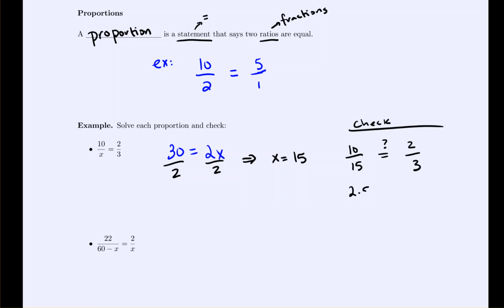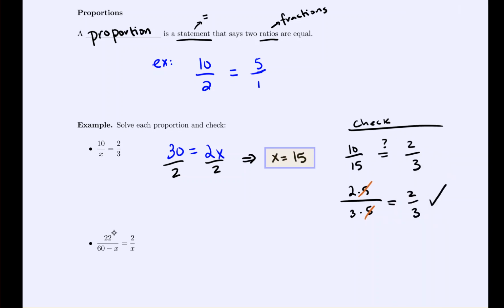10 is 2 times 5. 15 is 3 times 5. Whenever you have the same thing above and below, it does cancel. And indeed, we would get that it's equal to 2/3. So if you've got an equation involving proportions, just remember to cross multiply.